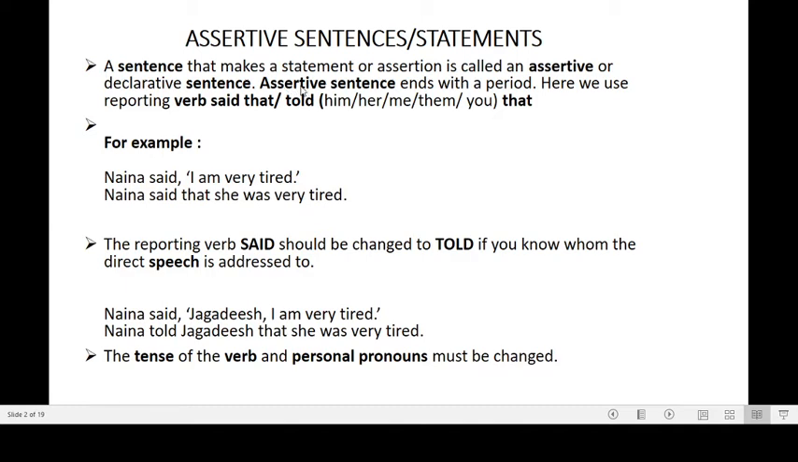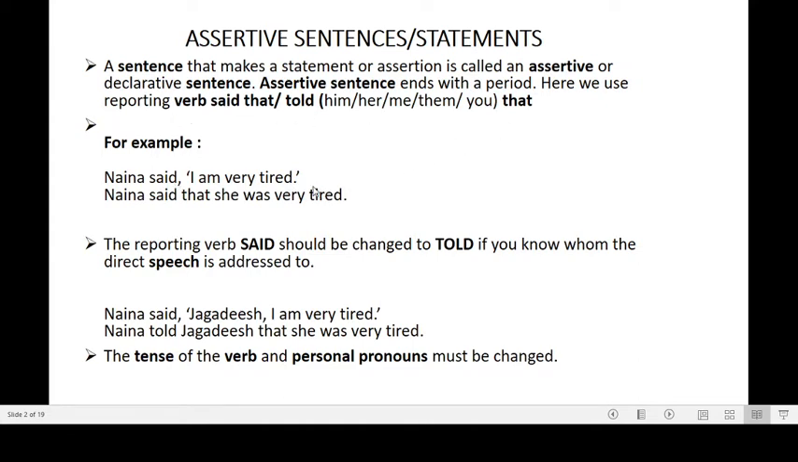And an assertive sentence ends with a period. You should understand that all the assertive sentences or statements, they end with a full stop. You can see here this statement is ended with the full stop or a period. And here you should remember that after identifying that the sentence is an assertive sentence, you have to use the reporting verb said that or told that.